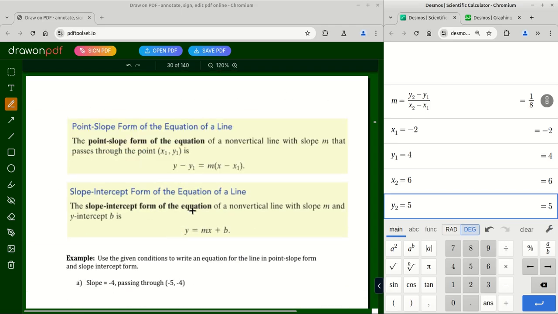Okay. Now they say we need to make a line, and there are 2 different formulas for that. This one here and this one here. It's like the first and the second. This is the unsimplified version. This is the simplified version.